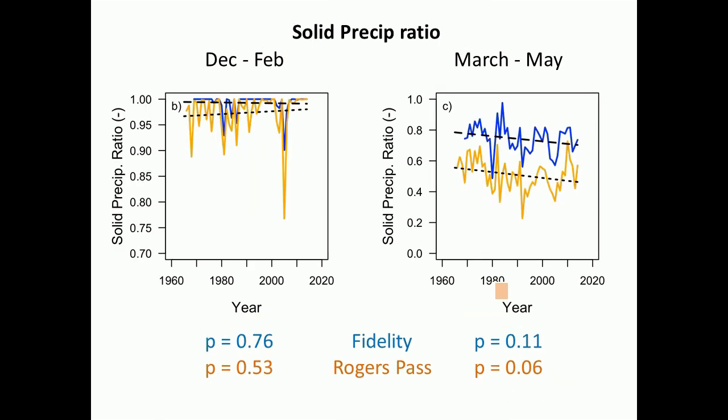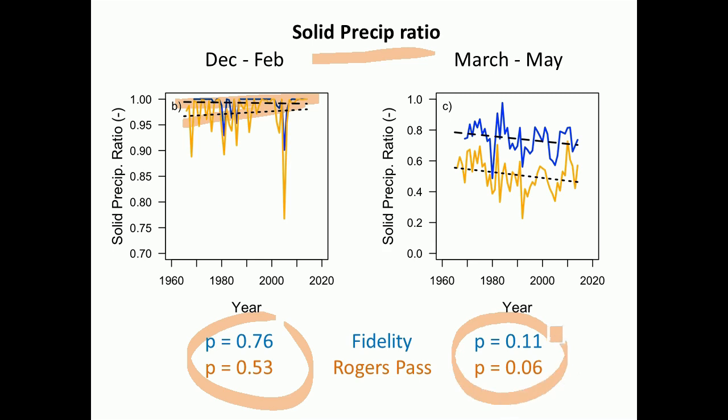These graphs show the solid precip ratio, that is, the percentage of precipitation that falls as snow. In midwinter, almost all precip falls as snow at Fidelity, and most precip falls as snow at the elevation of Rogers Pass. Neither trend is significant. In spring, less precip falls as snow. There are visual decreasing trends over the last 50 years, but neither of these trends has a p-value less than 0.05, so the trends are not considered significant.